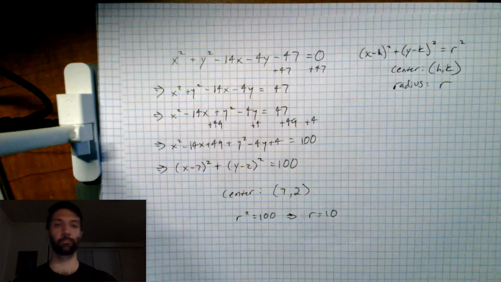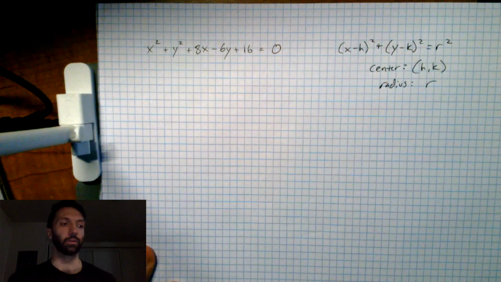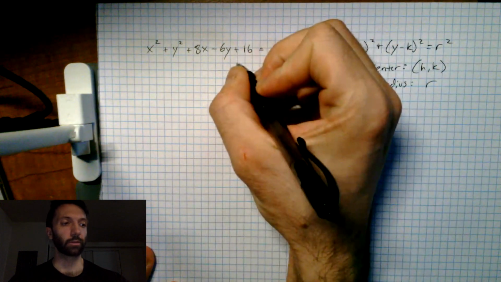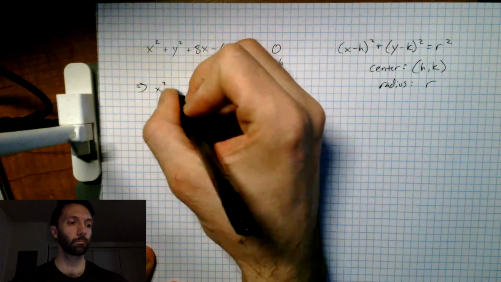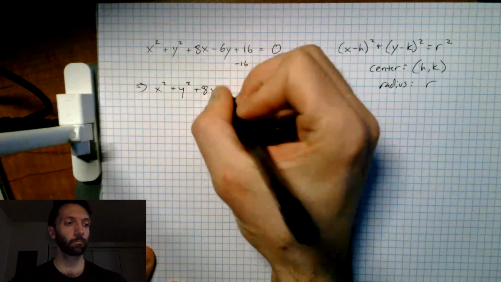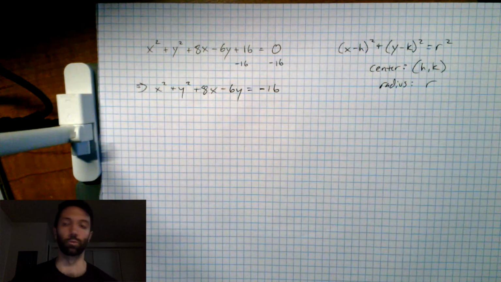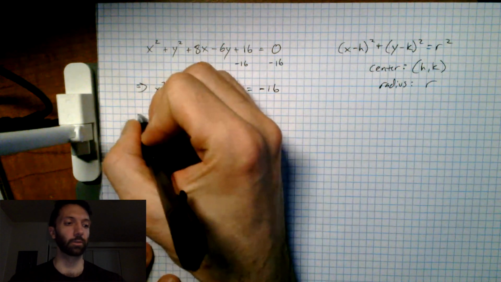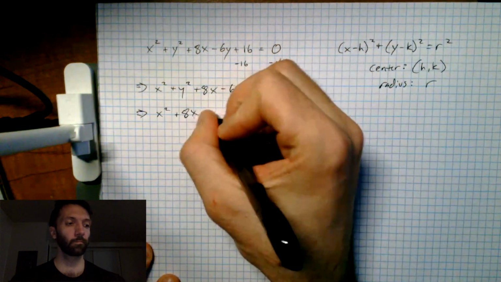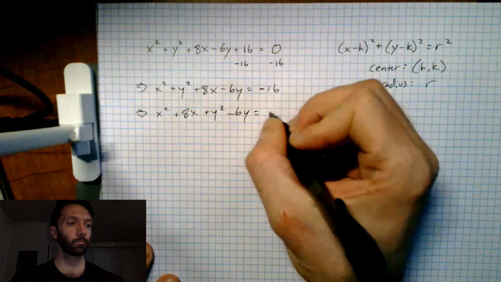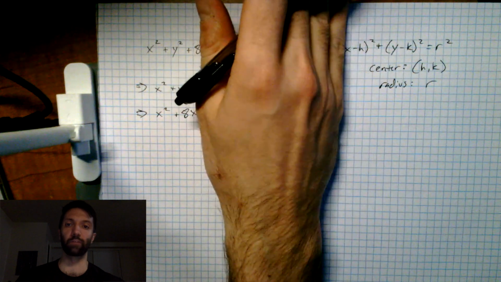All right, we'll do one more here. So again, I need to position myself to complete the square here. So the first thing I'll do is I'll subtract the 16 from both sides. All right, and then I will reorder these terms so that my x terms come first. So plus 8x. All right, and now I can complete the square for my x terms.